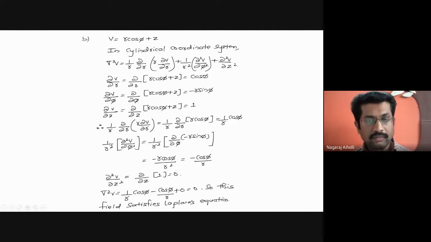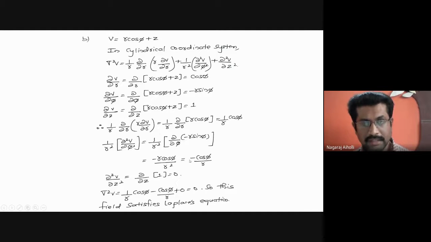Next, the second term, 1 upon r square dou square V by dou phi square. That is 1 upon r square of dou by dou phi of dou V by dou phi, which is minus r sin phi. Differentiating minus r sin phi with respect to phi, it will be minus r cos phi, divided by this r square.